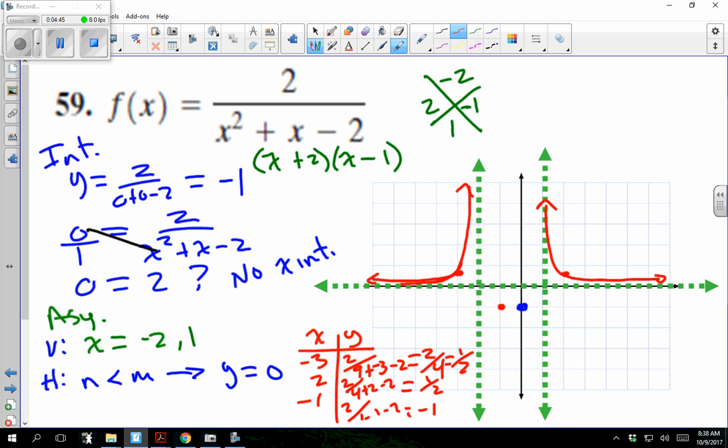So we kind of knew that, right? It's going to approach the asymptote. It's going to hit that point. It's going to hit that point. And look like that.